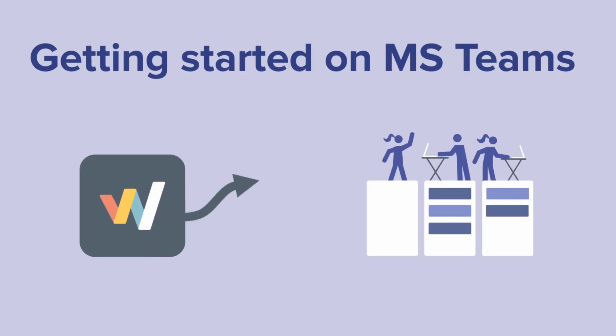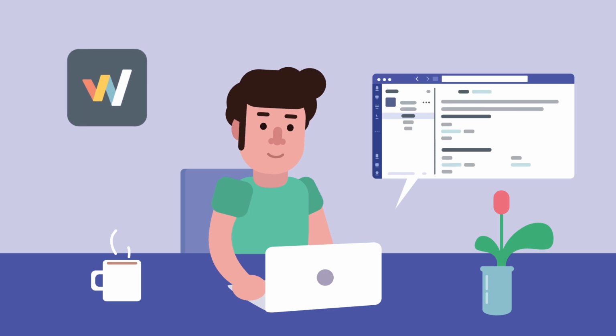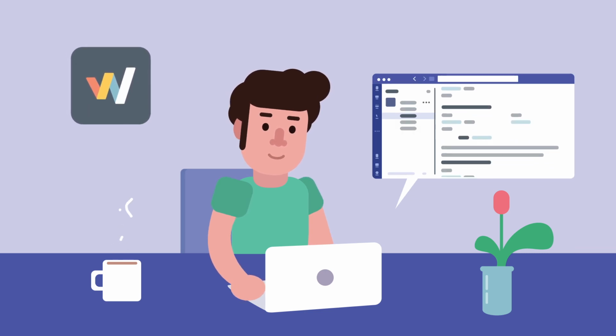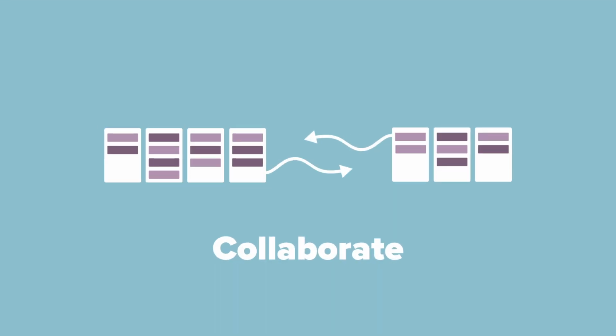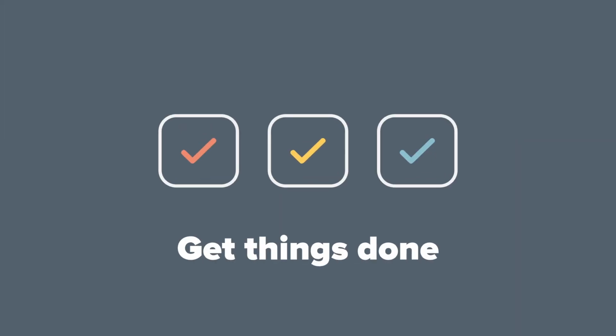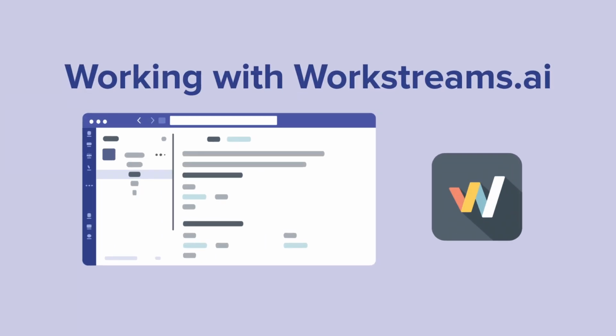Getting started with Workstreams.ai on Microsoft Teams. The Workstreams.ai app works right where you communicate on Microsoft, letting you and your teams set priorities, collaborate, and get things done more efficiently than ever before. Here's how to get started.